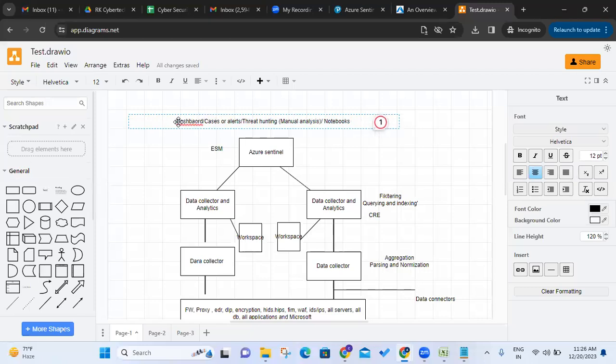So who is providing notebooks? Third party, Jupyter. Okay, so this is the overall architecture diagram from the Azure Sentinel side, guys. Any doubt in this one? Any doubt?